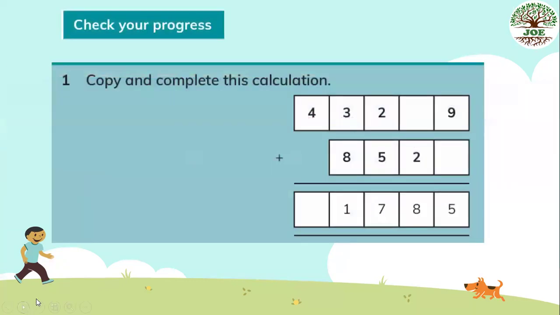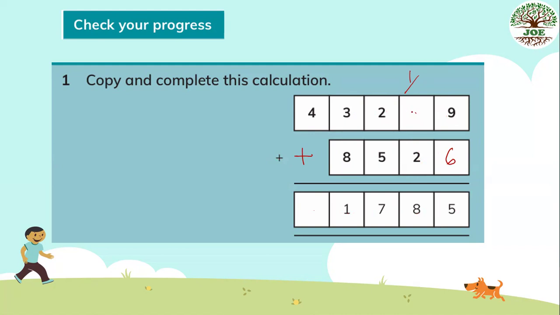In this unit, check your progress. Number one, copy and complete this calculation. Here there are three missing digits. 432 something 9, 852 something, 1785. This is addition. So 9 plus something is 5, so it must be 15. 9 plus 6 is 15. So 1 up here. And this is 8.